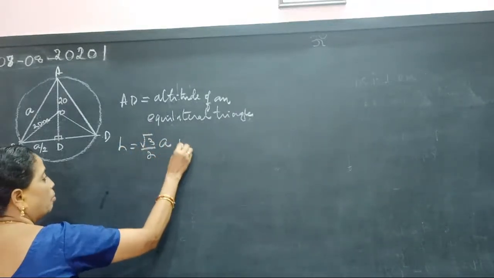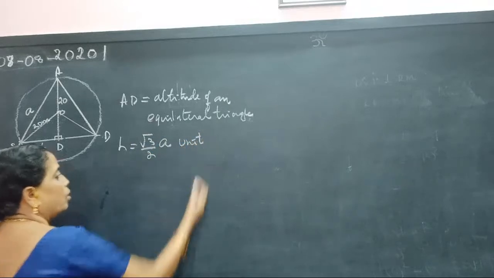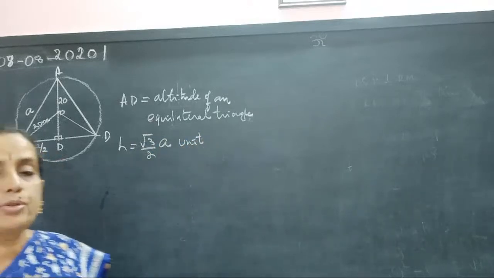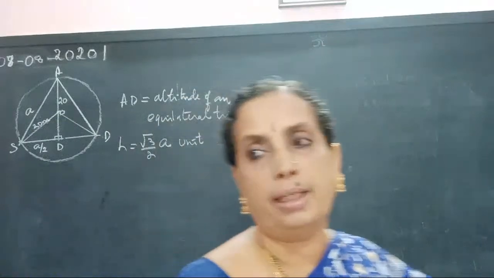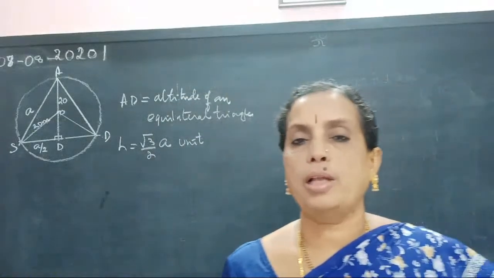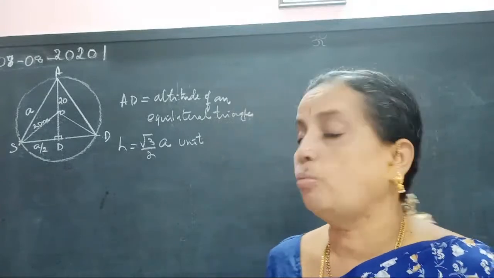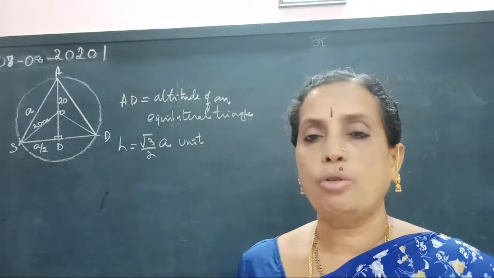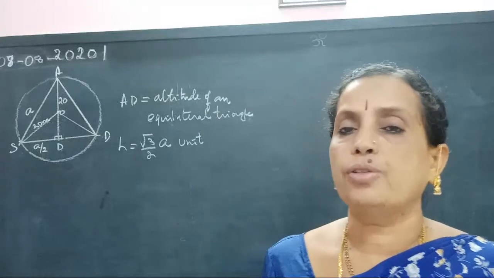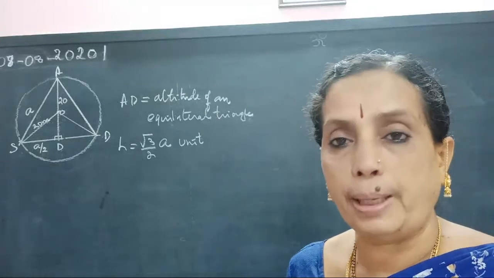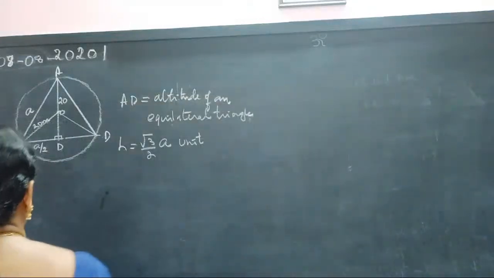This is the formula we use to find the altitude of an equilateral triangle. In the Heron's formula chapter, you are going to study how this formula comes. Now just consider it is root 3 by 2A. Okay. Next.